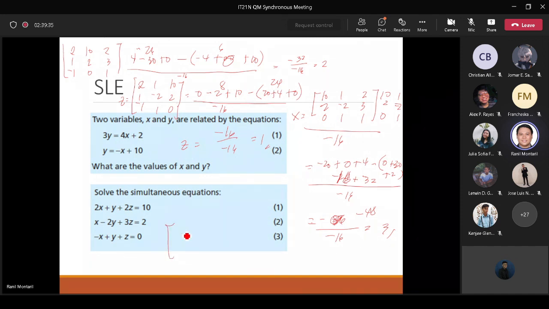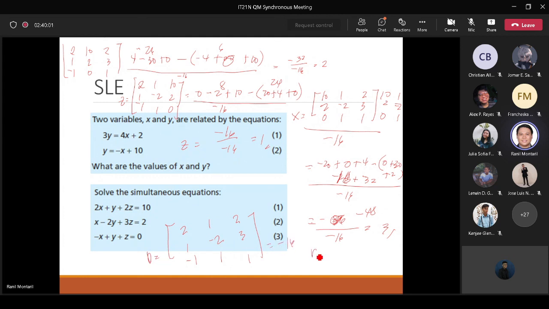Yung main matrix natin is 2, 1, negative 1, 1, negative 2, 1, 2, 3, 1. 'Di ba ito yung coefficient matrix natin? Yung coefficient matrix, if you get the determinants of this one, that will be negative 16. And in order to get, so this is D, 'di ba? So D will become negative 16.